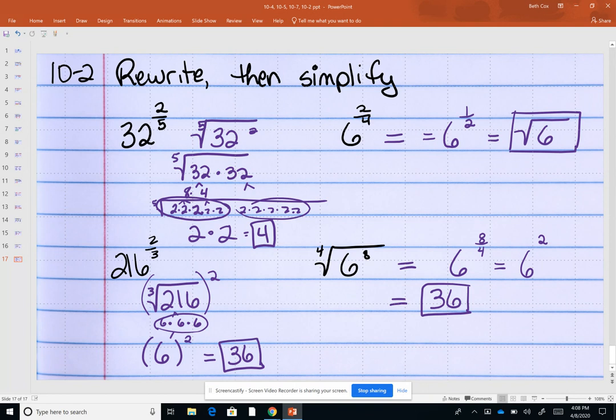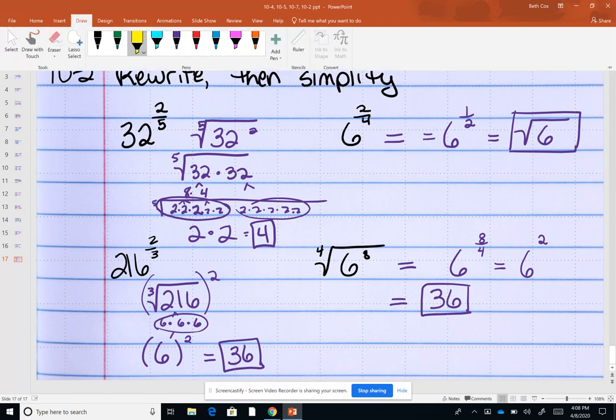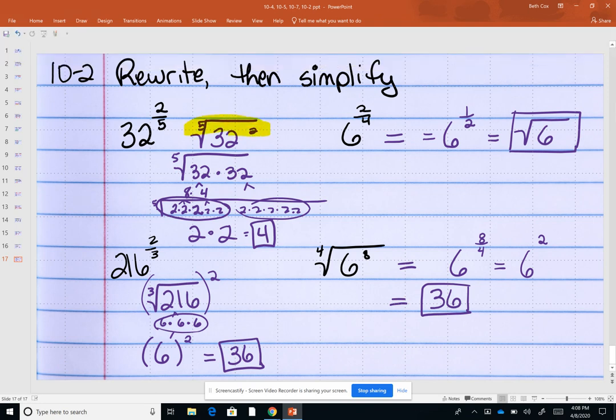So we rewrote and then we simplified. So let me just highlight what your answers are. Okay, we rewrote it and then we simplified and got 4. We rewrote it, we got the square root of 6. We rewrote it, simplified, and got 36. We rewrote this one, and we got 36.